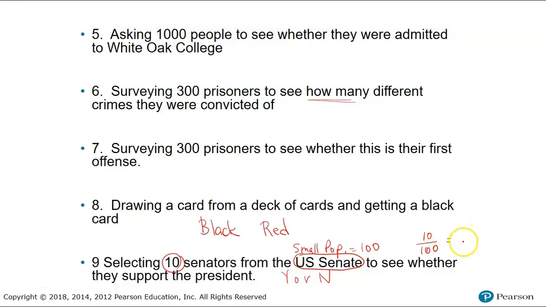Okay, so that's going to be about 10%, which is not less than the 5% that we need to have to be able to treat it as independent. And since we're assuming we're not going to be selecting the same senators twice here, this would not be able to be considered binomial.